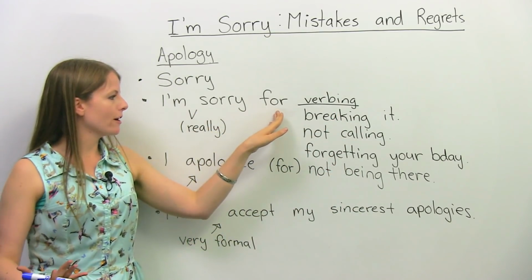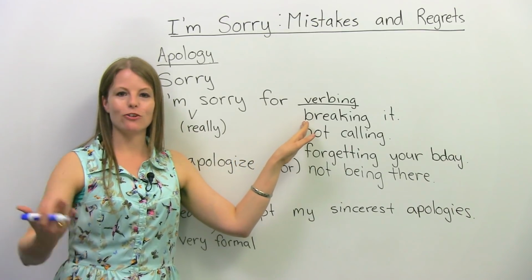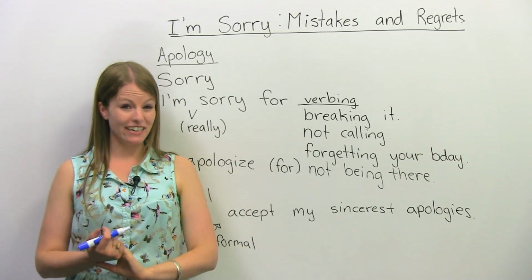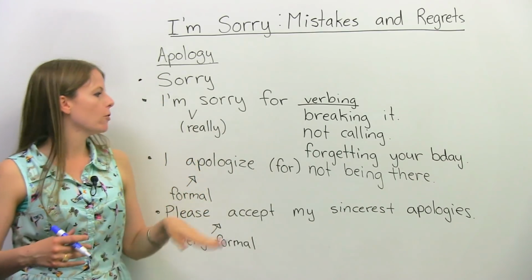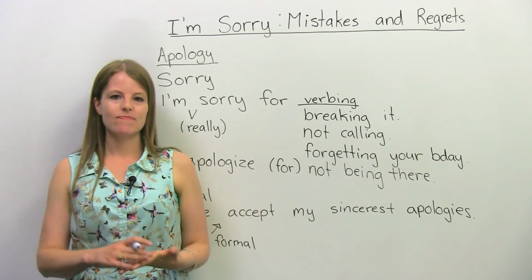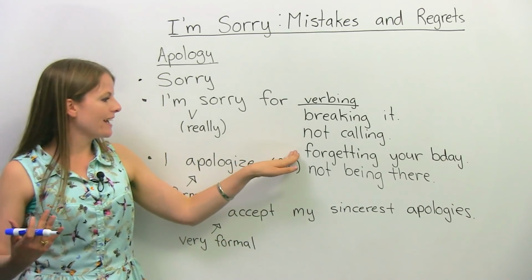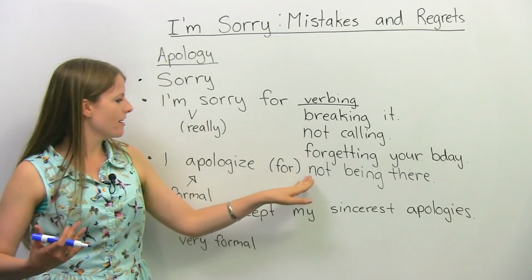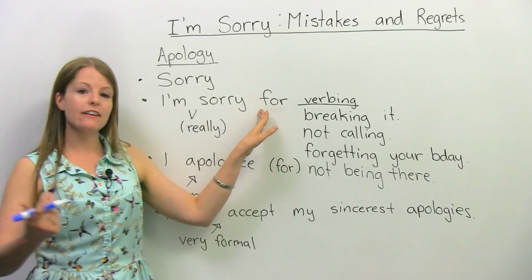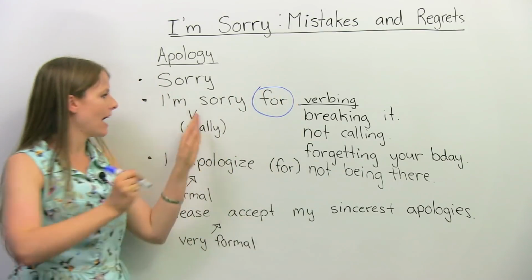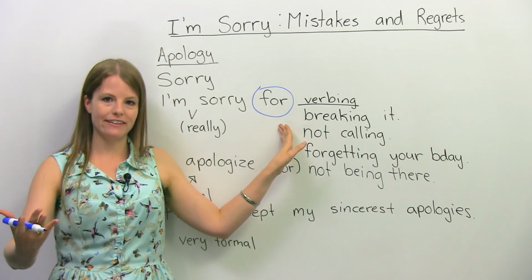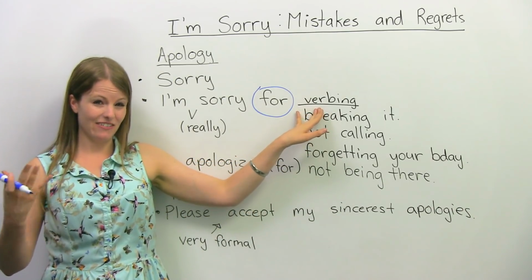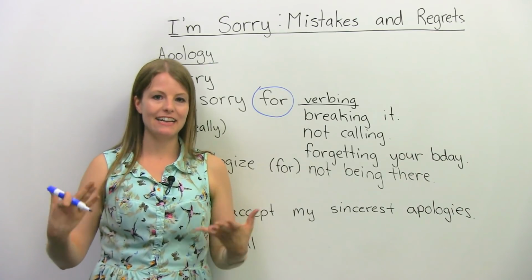I'm sorry for breaking your iPad. Ooh. I'm sorry for not calling you. I'm sorry for being late. I'm sorry for forgetting your birthday. Okay? I'm sorry for not being there. What you'll notice is when we use the word for after I'm sorry, this means we're giving a reason. We usually have a verb and ing with it. So it's the verb in the ing form.